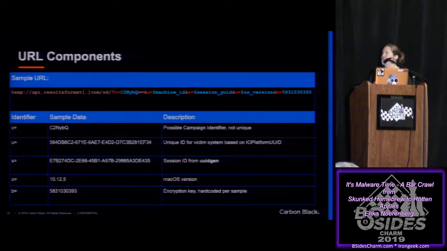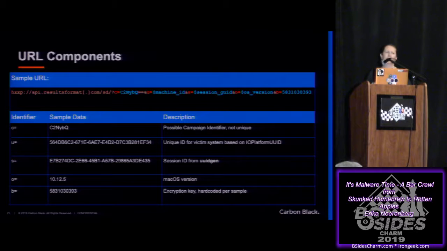We've got a U equals, which is actually a unique ID for the victim system. It's based on the IO platform UUID. So basically they just run some system commands, generate a UUID that they put into this URL for tracking again. We've got an S equals, which is a session ID, and this is just a straight uuidgen command, just the output of that. The O is the Mac OS version, so it actually has the full version and the patch level, so 10.12.5 in this example.